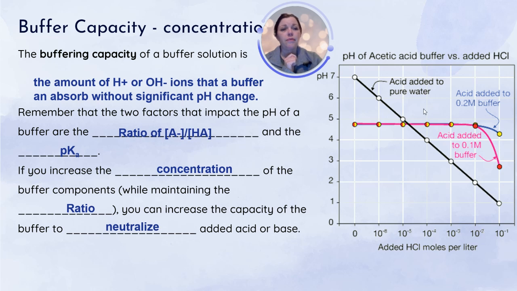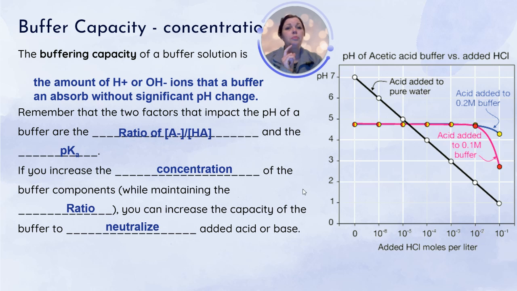Now, if we use a buffer, you can see two different buffers here. So we have the red dots, which is the 0.1 molar buffer, and then we have the yellow dots, which is the 0.2 molar buffer. So you can see we can add HCl, add HCl, add HCl, add HCl, and then the 0.1 molar buffer sharply drops off here at 10 to the negative 2, whereas the 0.2 molar buffer continues to stabilize to 10 to the negative 1. And then if we kept going, we would expect that to drop off at some point as well.